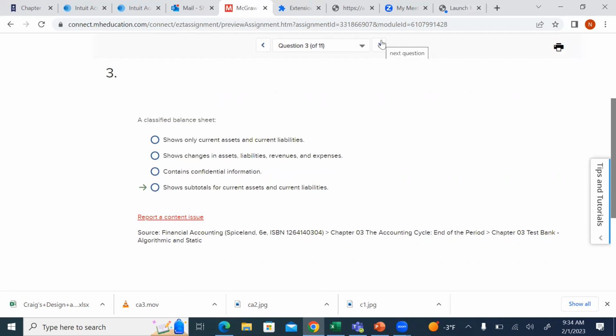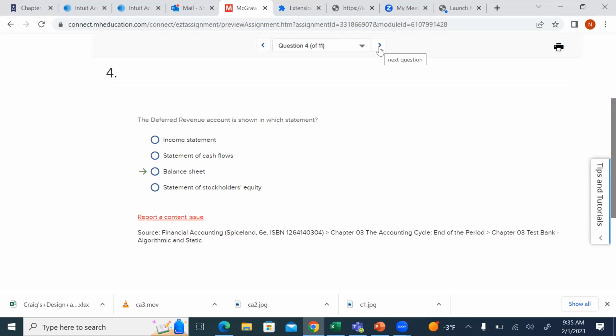A classified balance sheet shows subtotals for current assets and current liabilities. It does. It also should show the totals of total assets, and then it'll show total liabilities plus stockholders' equity. Right? Contains confidential information, shows changes in assets, liabilities, revenues, and expenses. No. Shows only current assets and current liabilities. No. Okay. Next.